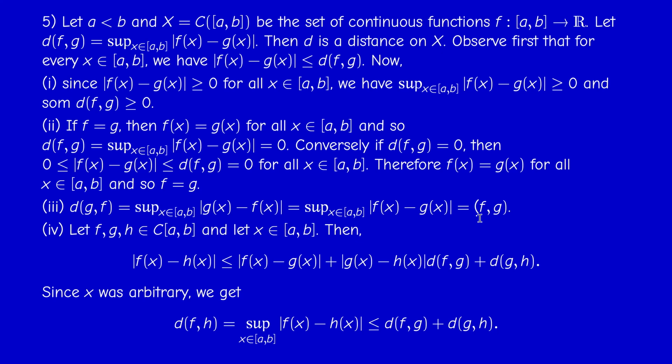By the way, this distance is called the distance of uniform convergence. Why? Because, we shall talk about convergence later, but convergence in this distance is equivalent to uniform convergence of functions. So we shall see that later.